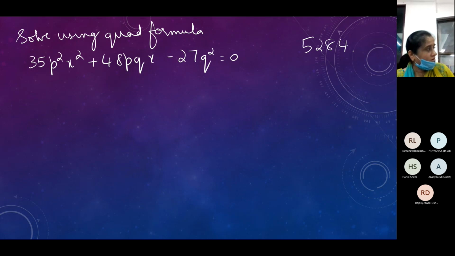P square by Q square. It should be a perfect square. 6084 P square Q square. Is 6084 a perfect square? Yeah, you're right.